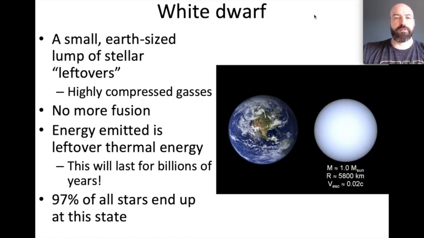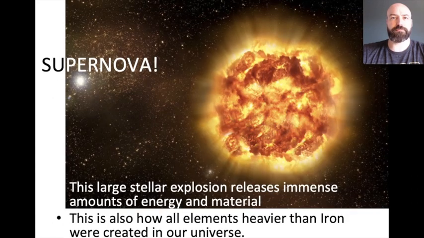So let's talk about a white dwarf. A white dwarf will collapse to about the size of the Earth. That'll be all of its stellar remnants, the compressed gases, the irons, the things that were fused at that point. No more fusion, but it does still release energy based on how hot it is, so thermal energy. Most stars will end up being white dwarfs.